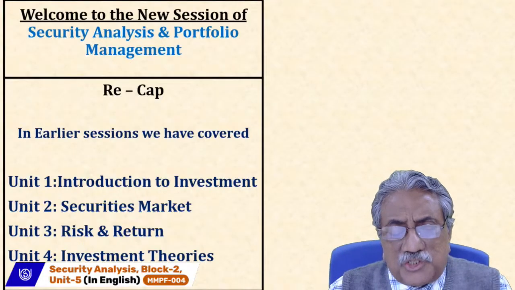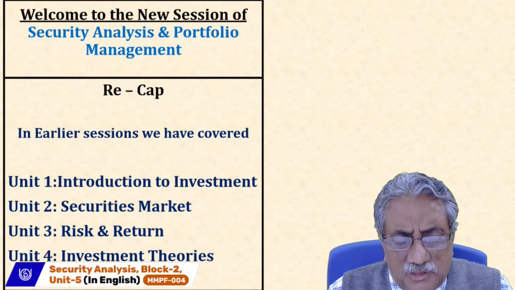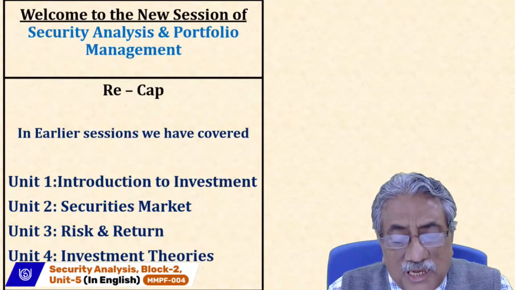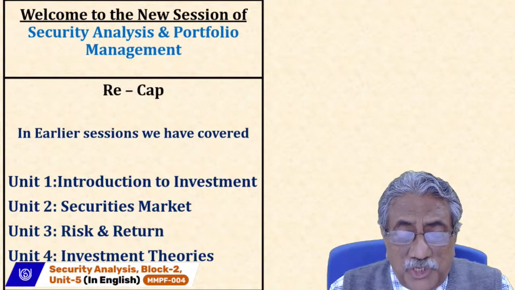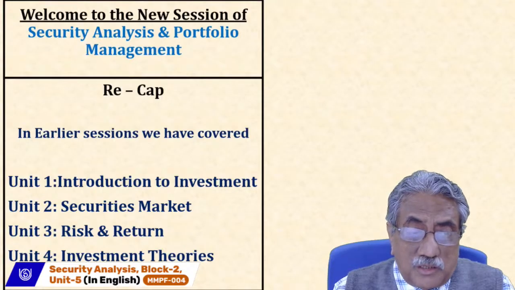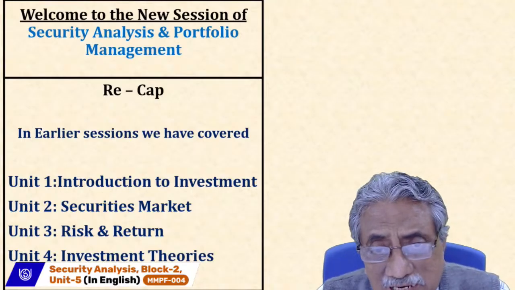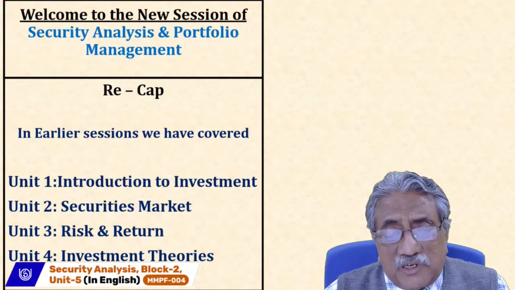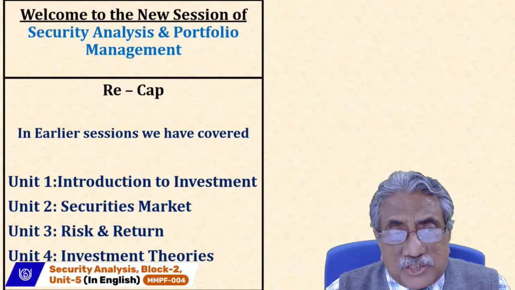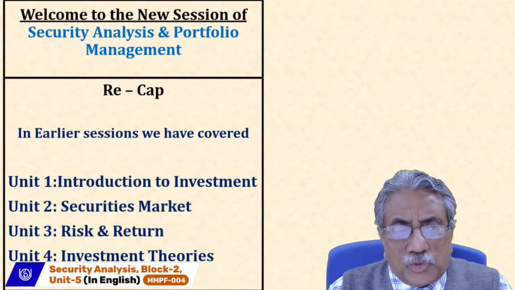So these three theories we studied: efficient market, semi-strong, and very strong. And we also explained that if we go for a very strong market theory, then the question of any analysis doesn't come, because all the information is available. But in reality, it is not so. So this is a small recap of what we have covered.